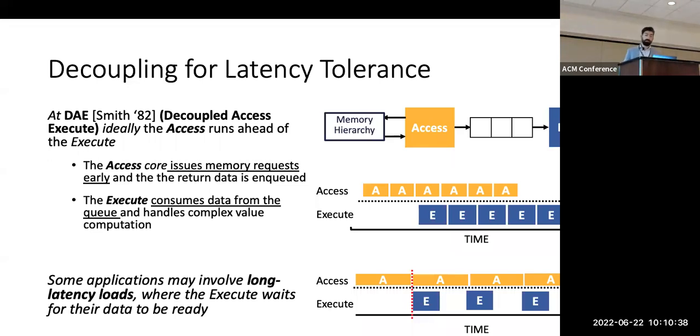Decoupling is a form of heterogeneous parallelism since the access and execute cores run in parallel. The key idea behind decoupling is that the access will run ahead of the execute and issue memory requests early and place it into a queue so that the execute will consume that data and perform complex arithmetic operations without waiting for memory at all, like we see in the upper timeline. However, the figure in the bottom shows that when applications involve long latency memory accesses, the run ahead is lost, and then the execute core is stalling, waiting for memory, and so the latency is not mitigated. So how do we solve this problem for many cores which are composed of in-order cores?